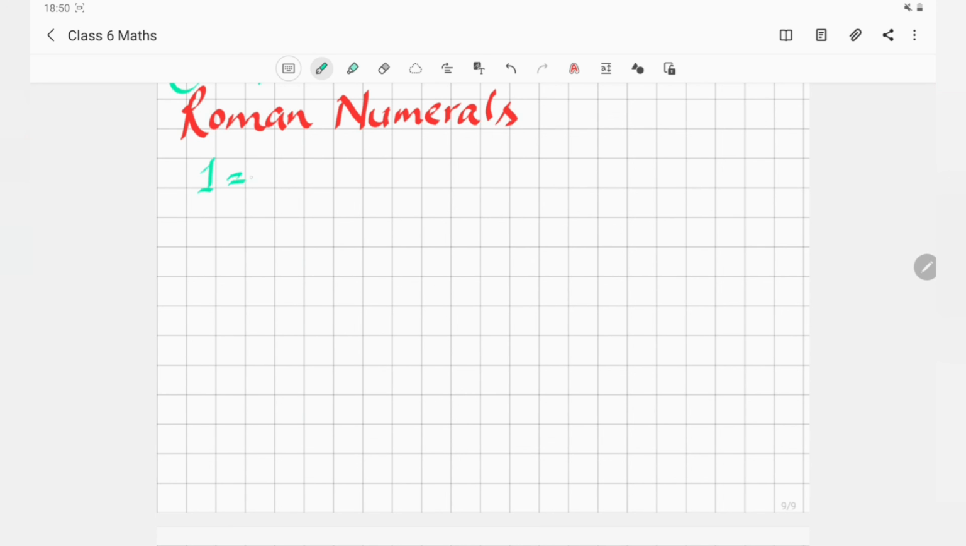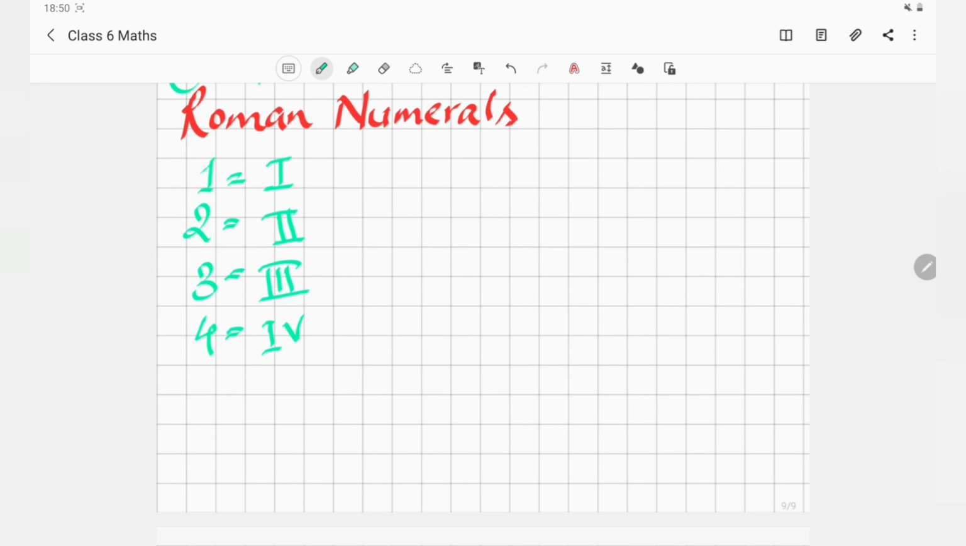1 is represented as an I, capital I, that we write. 2 is represented as 2 bars, two I's. 3 is represented as 3 bars, three I's, and 4 is represented as I and V. So pretty straightforward till now, right? Till 3 it is pretty simple.